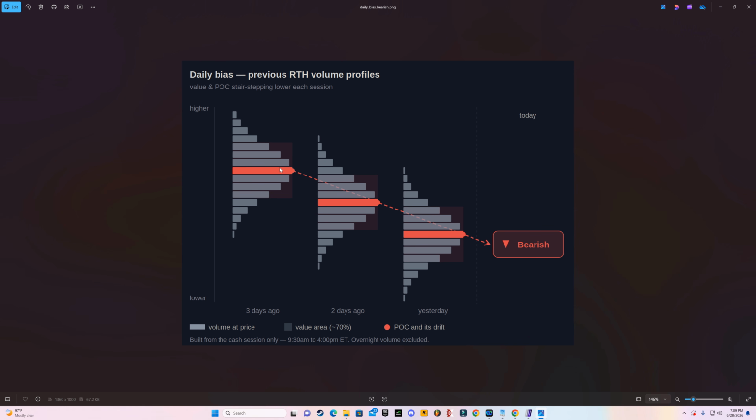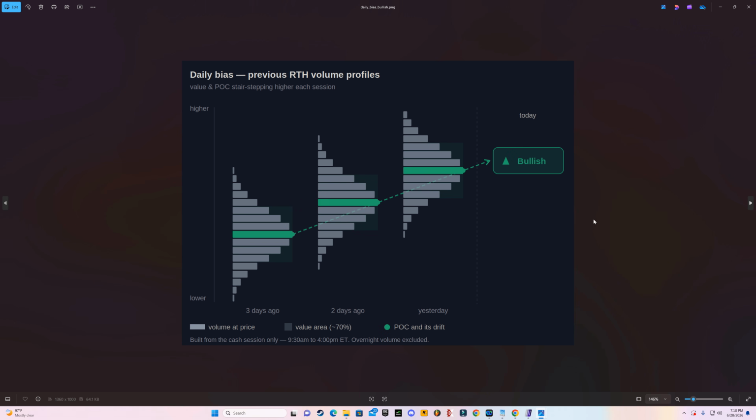So if we are going down with the volume profile, the point of control is here, then on Tuesday, the point of control was even lower. The entire value shifted lower. And then on Wednesday, we also have the point of control lower. Well, our bias for Thursday, which is today in this example, is going to be bearish, okay? That is pretty much how we determine our bias.